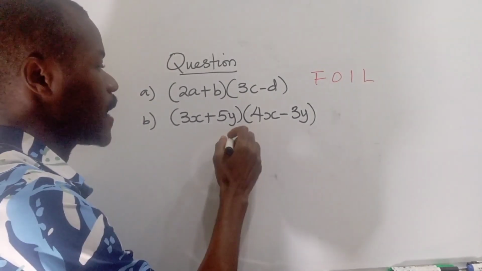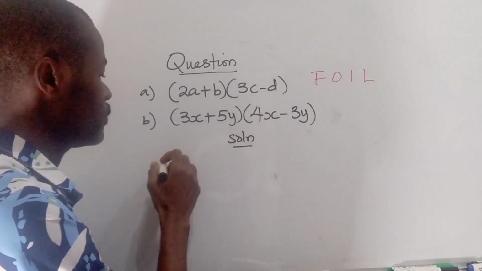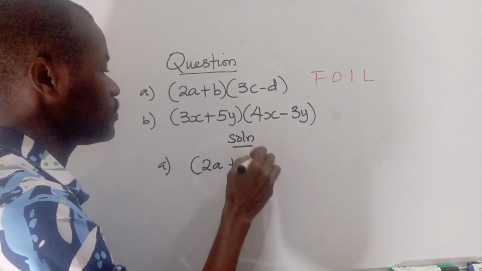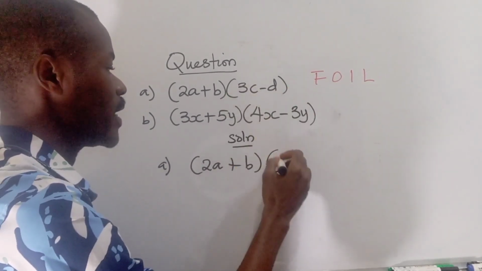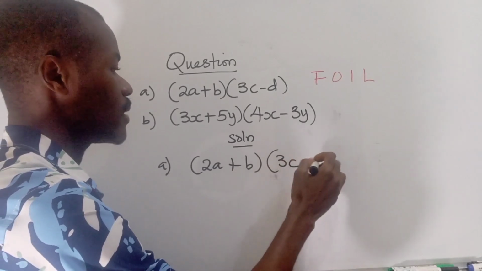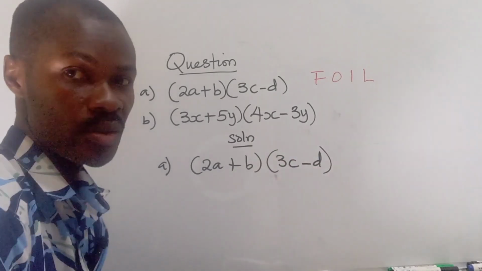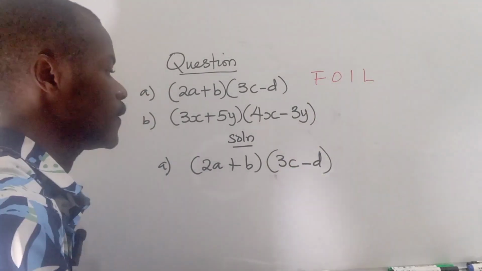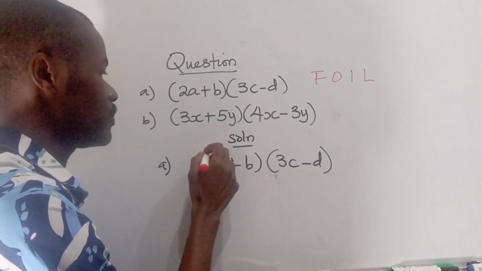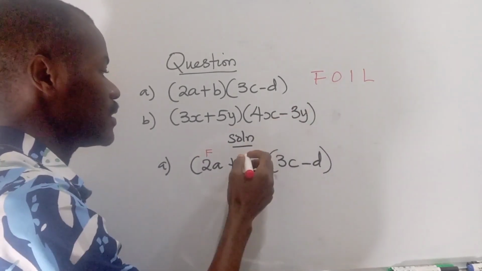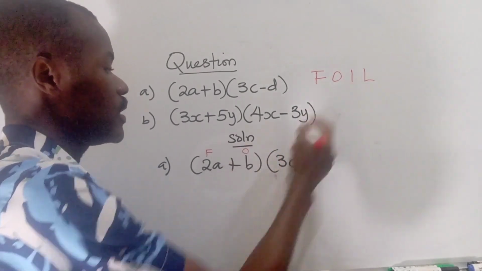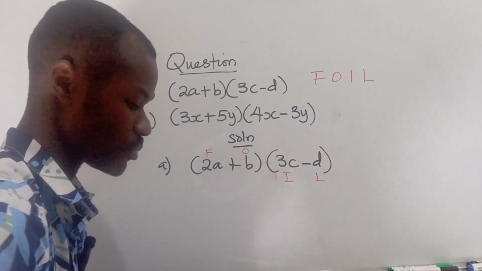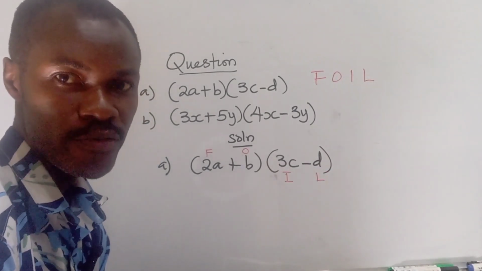So our solution to the first problem, for A, we have 2A plus B multiplying 3C minus D. So you want to input FOIL. This is the first term, and this is the outer term. This is the inner term, and this is the last term. So that is our FOIL.